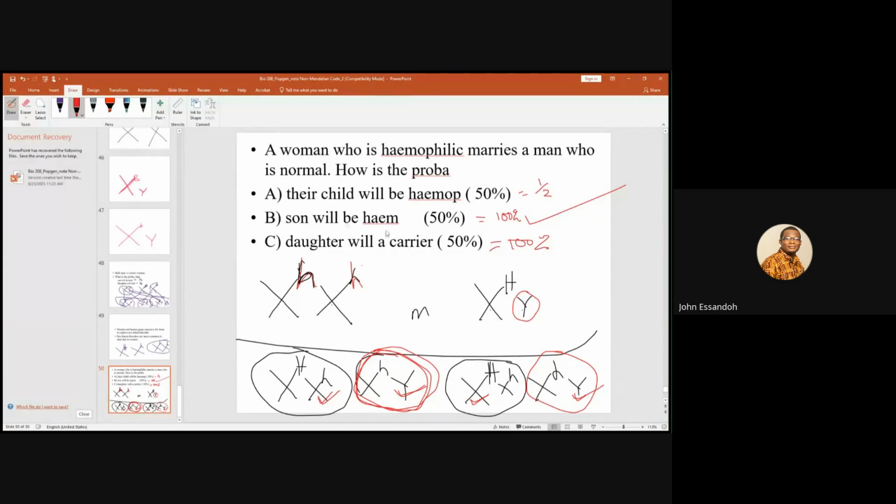So here, the probability that a son will be hemophilic is going to be what? It's going to be 1. So it's going to be 2/2. There are 2 sons and all of them are hemophilic.